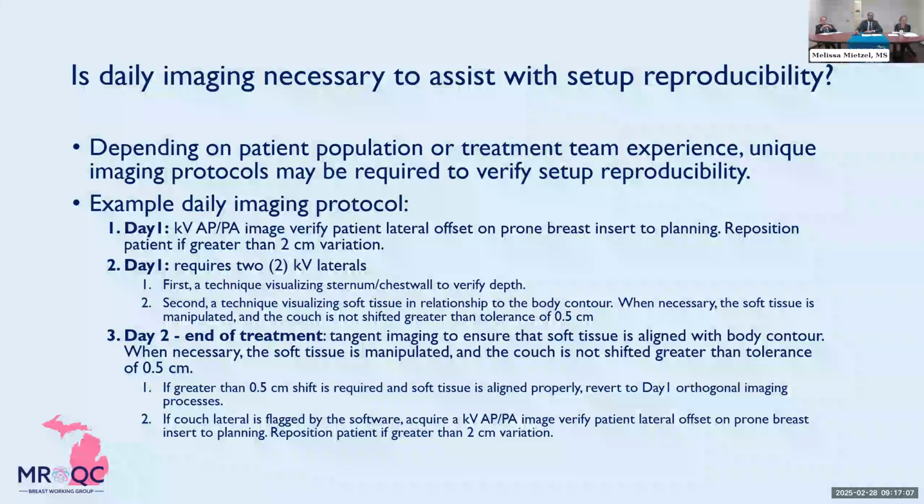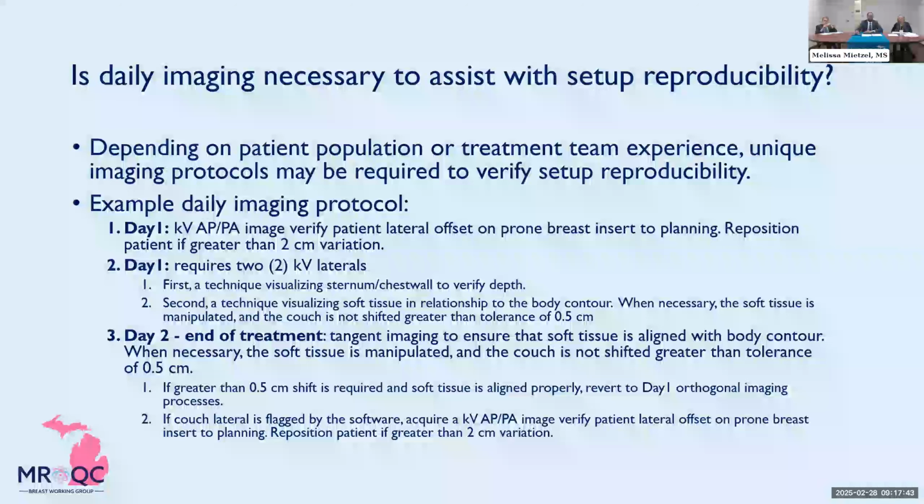On day 2 through end of treatment, only tangent images are required to ensure that the soft tissue is aligned within the body contour. And the breast anatomy may be manipulated and placed in the appropriate position as long as it does not exceed the 0.5 centimeter tolerance. If that exceeds 0.5 centimeter, then we can revert to day 1 to verify that the patient's depth and lateral positioning is appropriate.